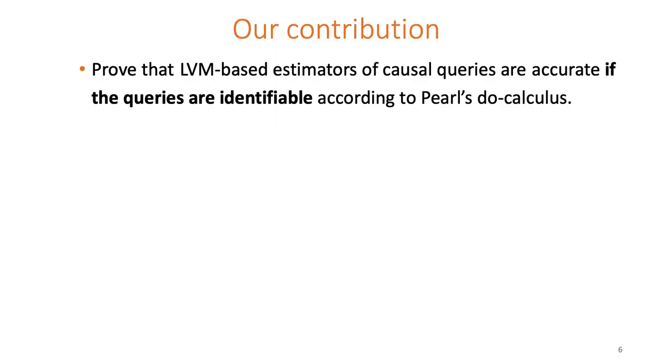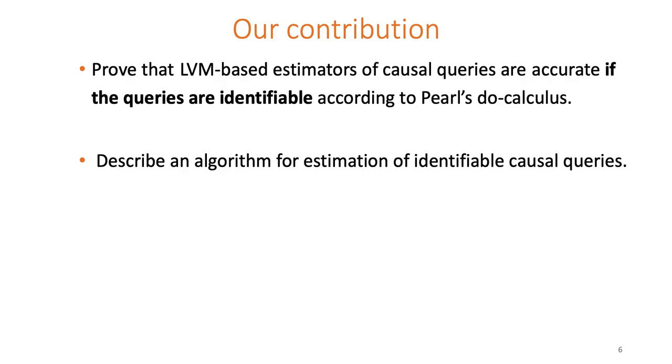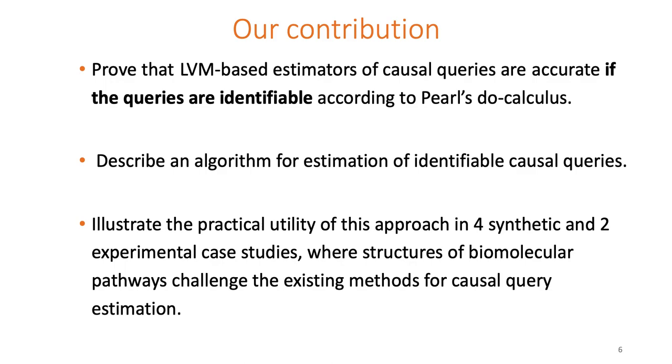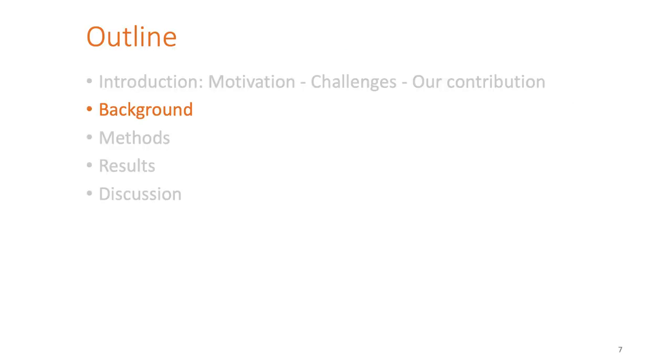Our contribution is as follows. We prove that LVM-based estimators of causal queries are accurate if the queries are identifiable according to Pearl's do calculus. We describe an algorithm for estimation of identifiable causal queries, and we illustrate the practical utility of our approach in 4 synthetic and 2 experimental case studies, where structures of biomolecular pathways challenge the existing methods for causal query estimation.